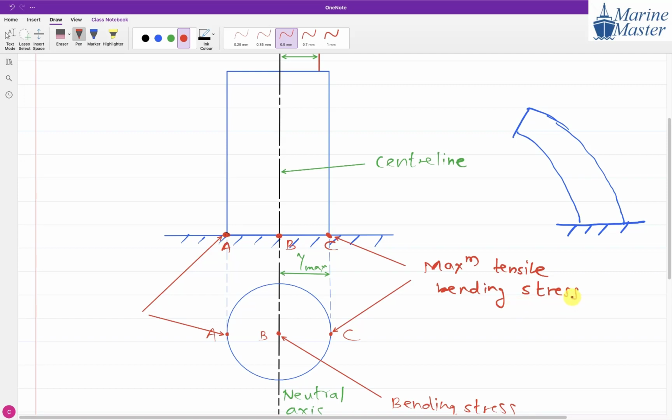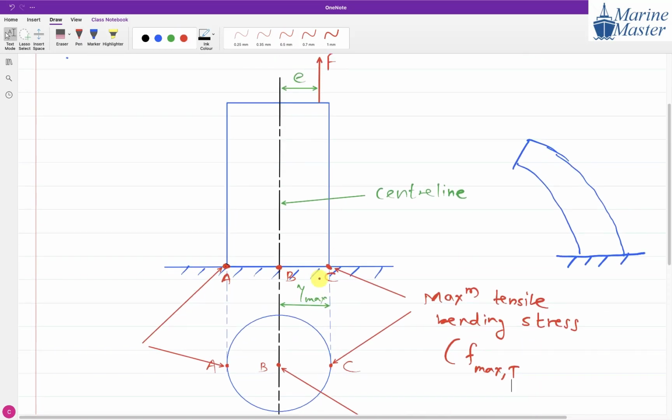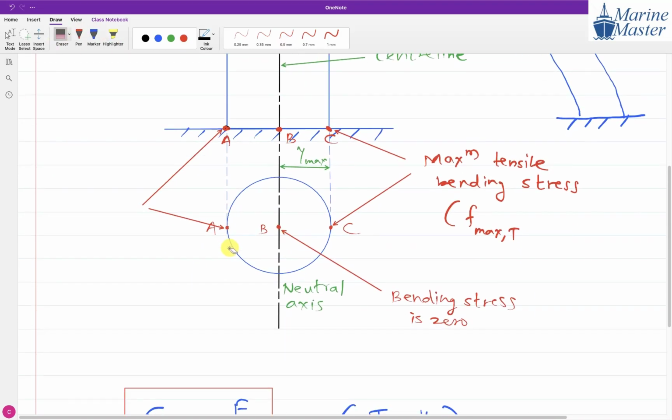Maximum tensile bending stress. And how do we denote that one? F max T. Tensile. F max T. Now at point A, tell me which type of bending stress, guys? Maximum compressive or maximum tensile? Maximum compressive. So at point A, what will we have?